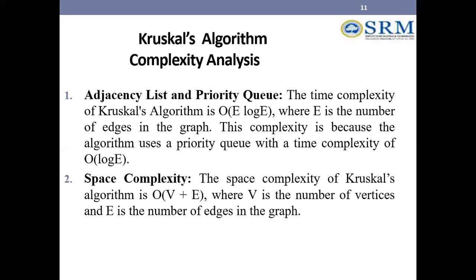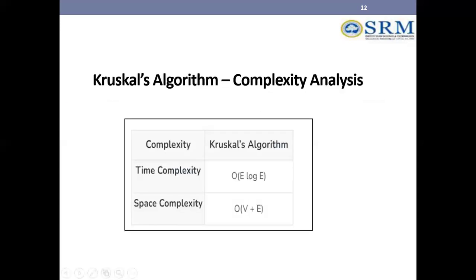And the space complexity is order of V plus E. That is the memory space occupied by the algorithm to produce the minimum spanning tree. V is the number of vertices and E is the number of edges. The time complexity of Kruskal's algorithm is order of E log E. Space complexity is order of V plus E.